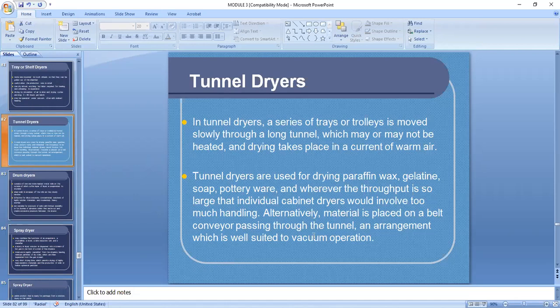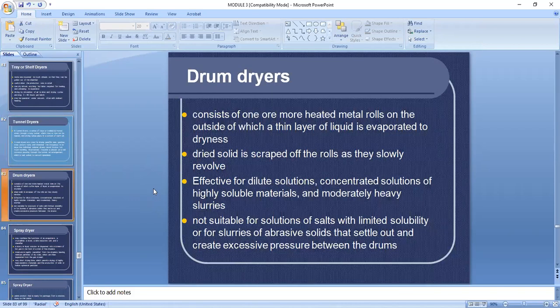So alternatively, material is placed on a belt or a conveyor passing through the tunnel. Now, this is an arrangement which is well suited for vacuum operation, again, reduced pressure. Now, we have the drum dryers.